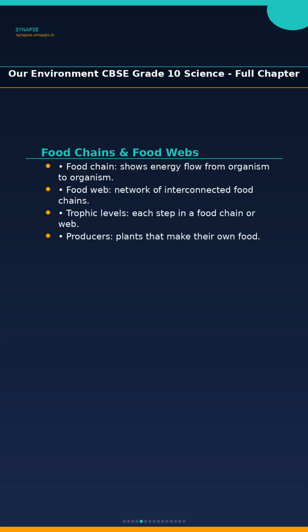Now let's explore food chains and food webs. A food chain shows how energy flows from one organism to another, like a simple line. But a food web is like a complex network, showing all the interconnected food chains. Each step is called a trophic level, and plants are the producers, they make their own food.